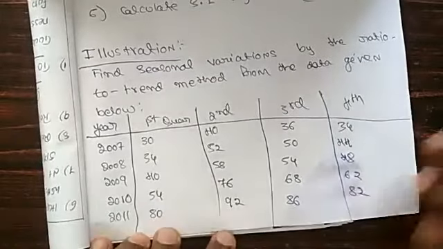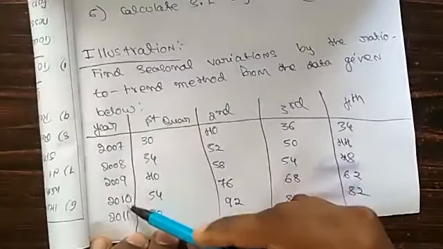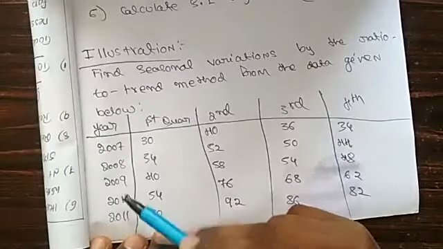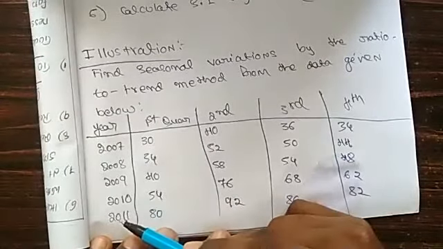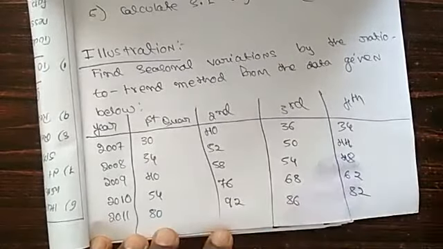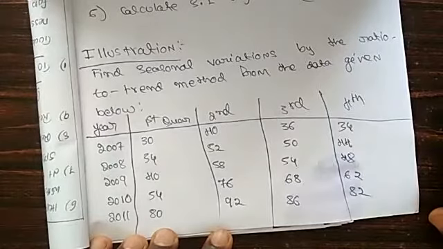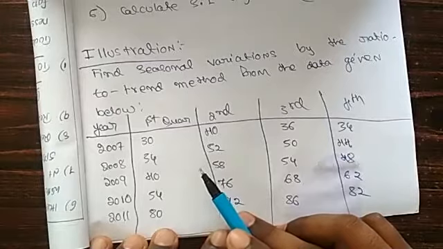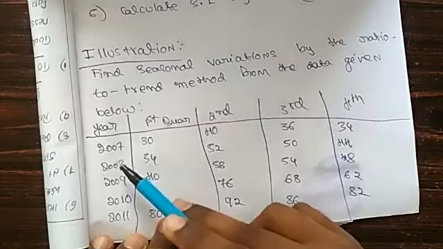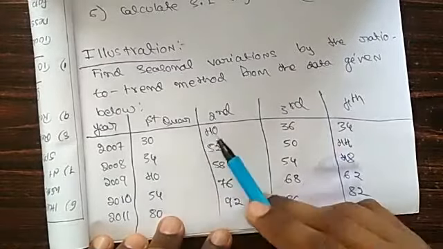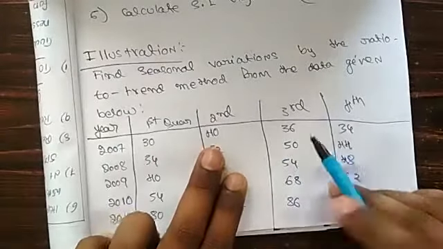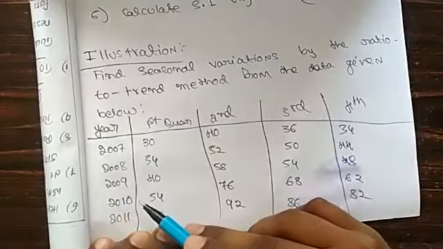The data is given for a total of 5 years, on a quarterly basis. You know that we can find seasonal variation only for quarterly or monthly, we cannot find it for annual. That's why they gave the data quarterly. For 2007, 30 in the first quarter, and in the second quarter 40, 36, 34, like that they gave for 5 years.